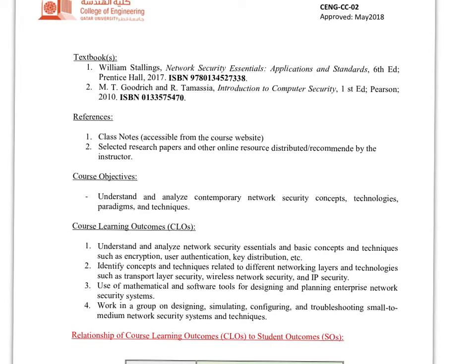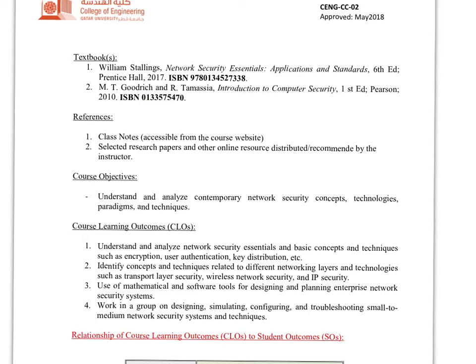So the first 3 or 4 chapters actually cover the applied cryptography techniques in detail, and then it goes to the network security services in different layers. However, as I said, it doesn't go layer by layer. It jumps between layers, but we will try to go in order of the layers to follow the network 1 course. In addition to this, the second textbook is just for reference.